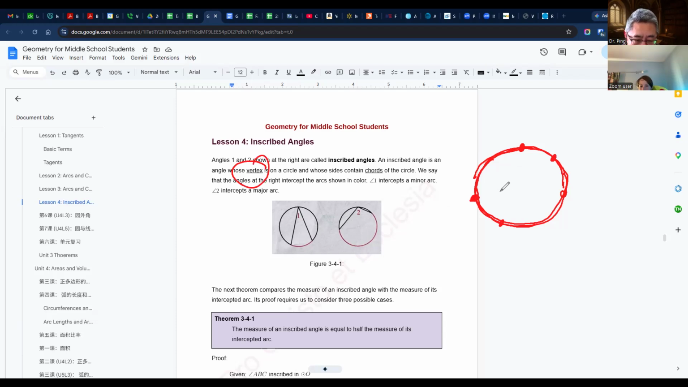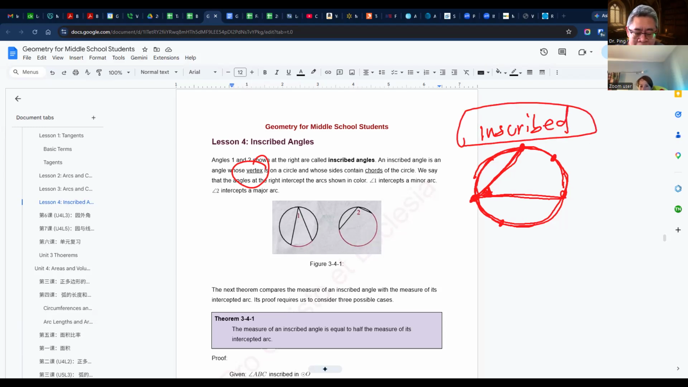And second of all, it has two sides. The two sides have to be chords of the circle. Now, this angle is what we call an inscribed angle, something inscribed on the circle. And of course, we could have this cut the arc. We learned arc before. So this angle cuts this arc.